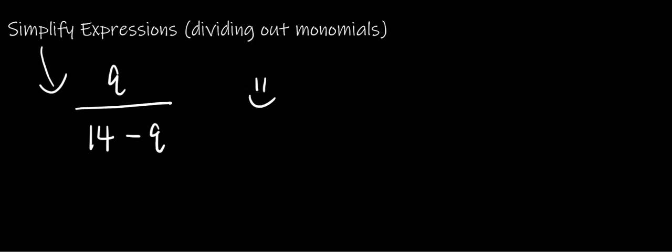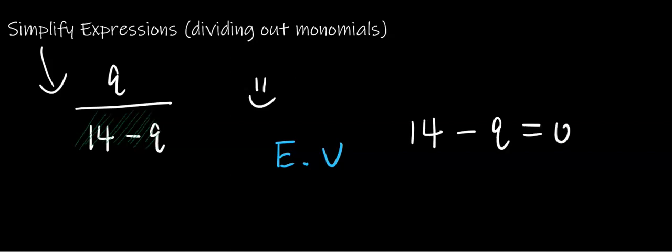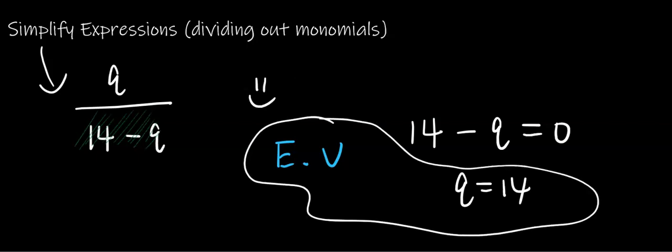Therefore, all we need to do is check this denominator, trying to find the excluded value. Remember, in order to find the excluded value, we set the denominator equal to 0, then find out what value of q will make 14 minus q equal 0. q is 14. When q is 14, that's the moment we find the excluded value.